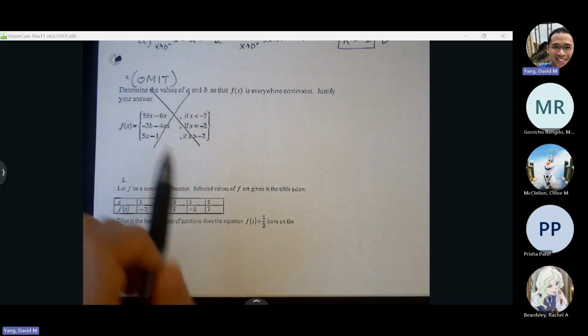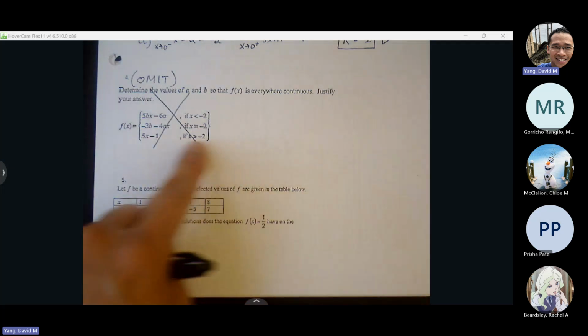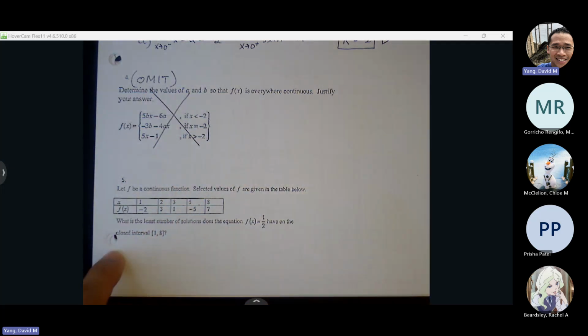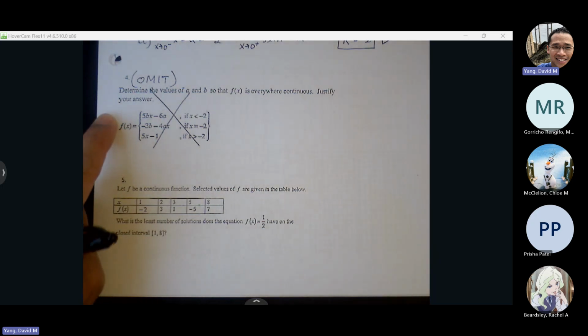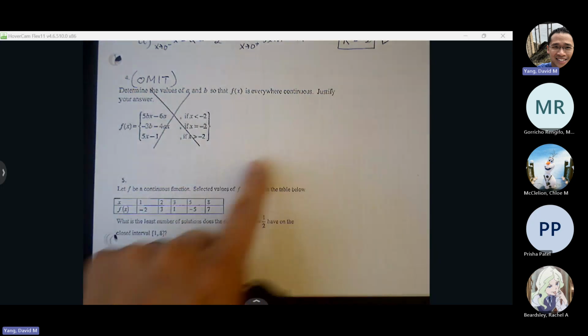Number 4, we're going to omit, but I'm going to put in another IBT problem in this space. Let's do number 5 first, and we'll come back. We'll call this 5B. So we can take advantage of the space there.